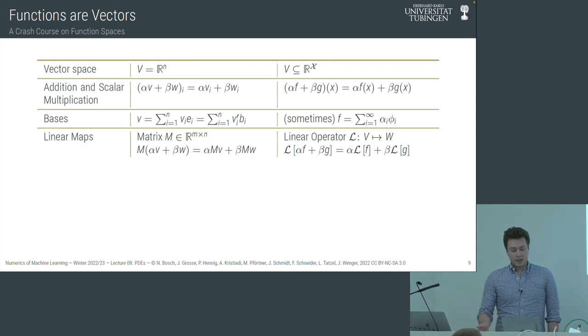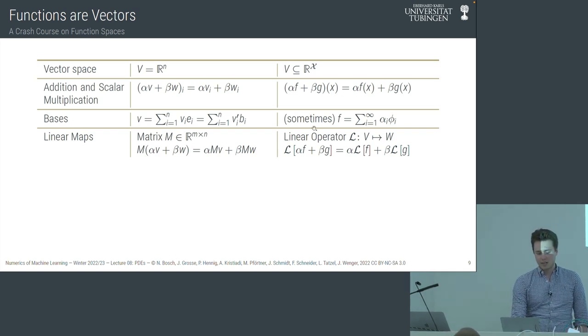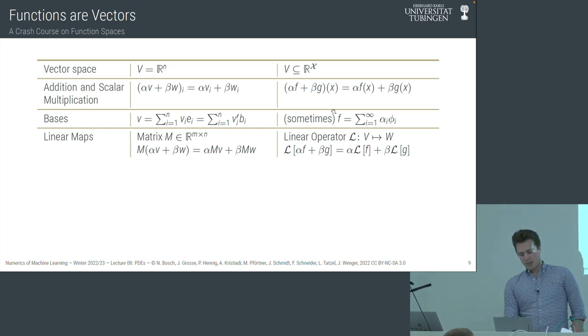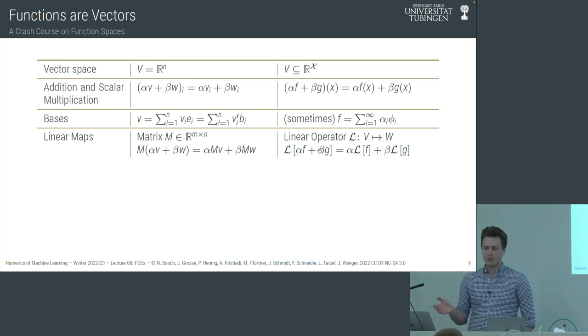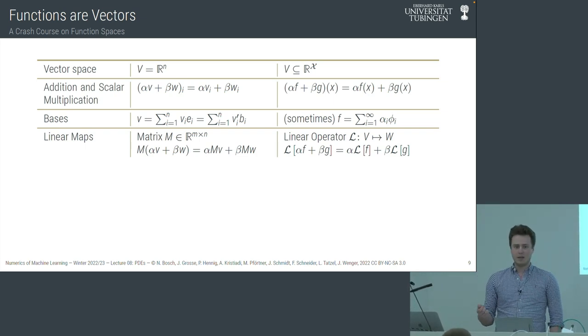You also have linear maps. And we know from finite dimensional vector spaces, we can represent linear maps by matrices. And the linearity property just means we can pull the matrix inside a sum, and we can pull scalars out of the matrix vector product, essentially. Linear maps in infinite dimensional vector spaces, specifically in function spaces, are called linear operators. And this is also where the term linear differential operator comes from, because a differential operator maps a function, for example, to its derivative. So it's a map between vector spaces of functions, and it has this linearity property, because you have the sum rule of differentiation, and you can pull scalars out of a derivative.